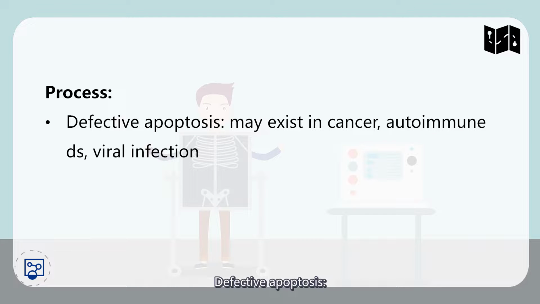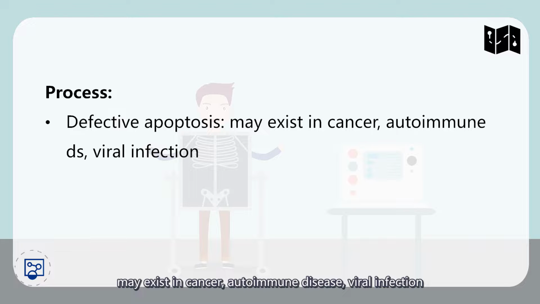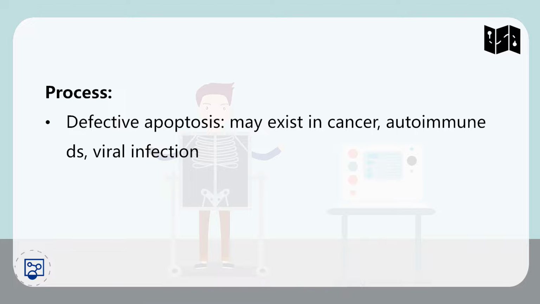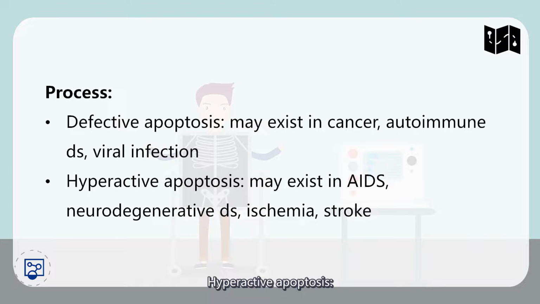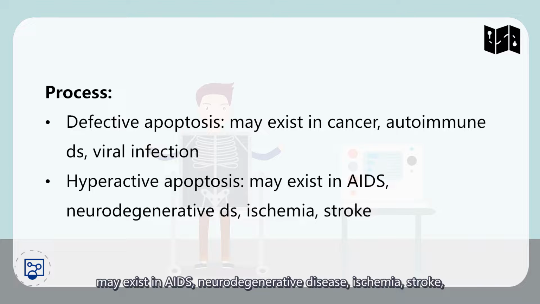The process may start from signaling and then amplification of signaling, activation of caspase, and form the DNA fragmentation. A defective apoptosis may exist in cancer, autoimmune disease, viral infection, and hyperactive apoptosis may exist in AIDS, neurodegenerative disease, ischemia, stroke.